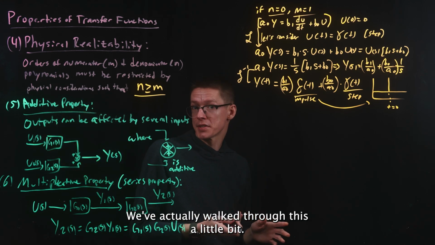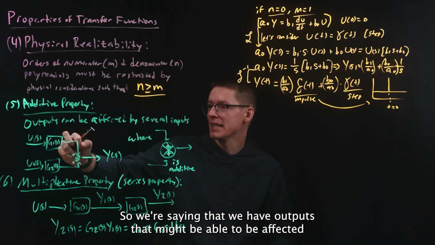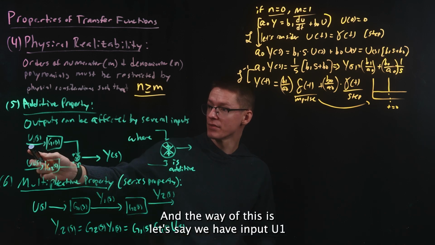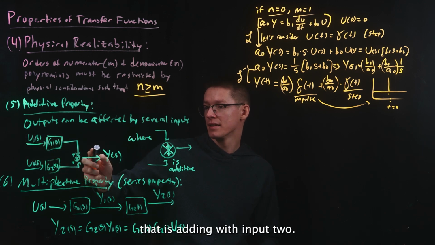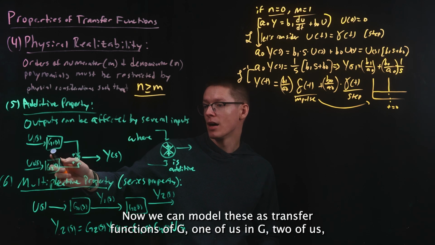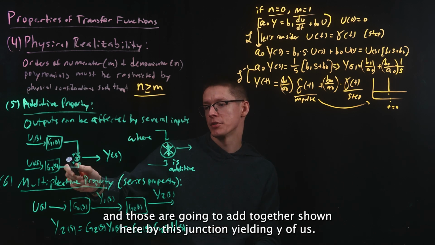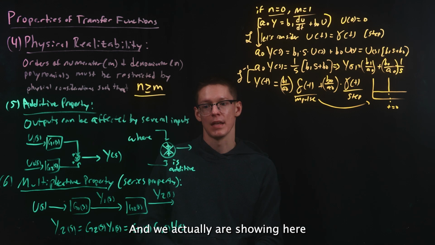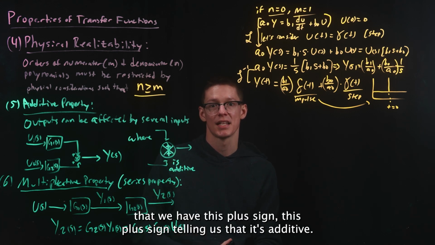We've actually walked through this a little bit. It was the beginning of today's lecture on transfer functions. So we're saying that we have outputs that might be affected by multiple inputs. Let's say we have input u1 that is adding with input u2. Now, we can model these as transfer functions g1 of s and g2 of s, and those are going to add together, shown here by this junction, yielding y of s. And we're showing here that we have this plus sign telling us that it's additive.